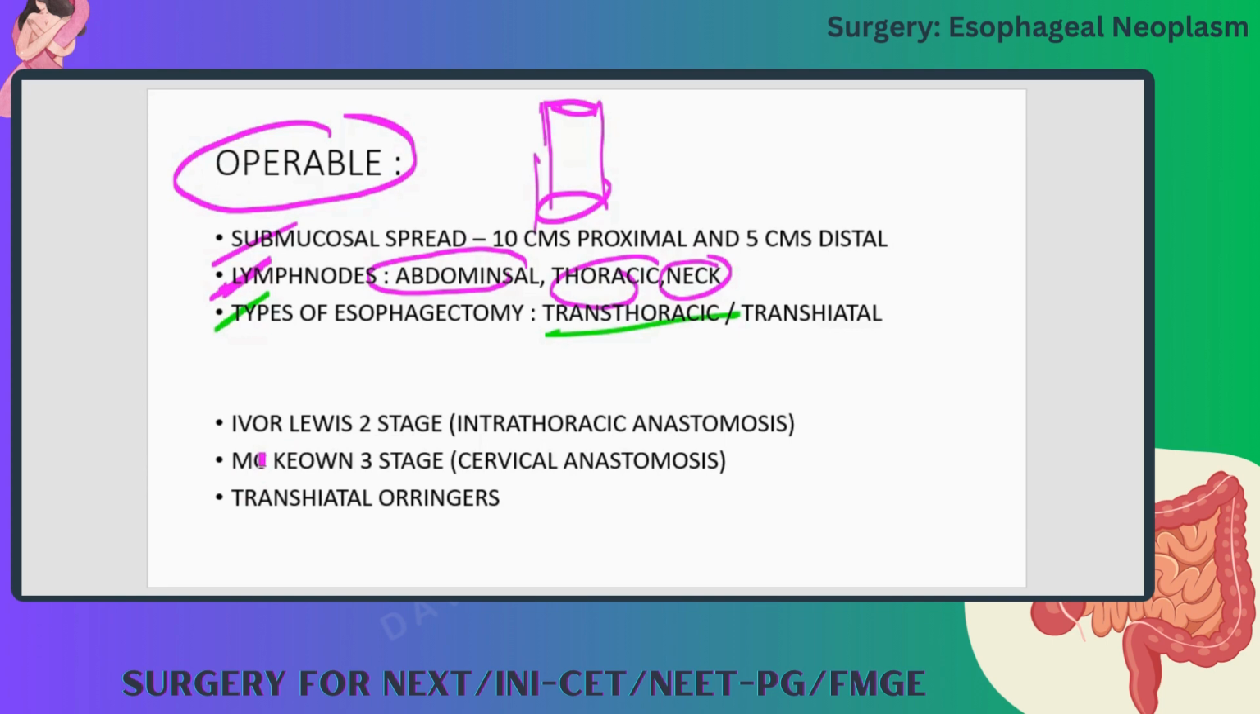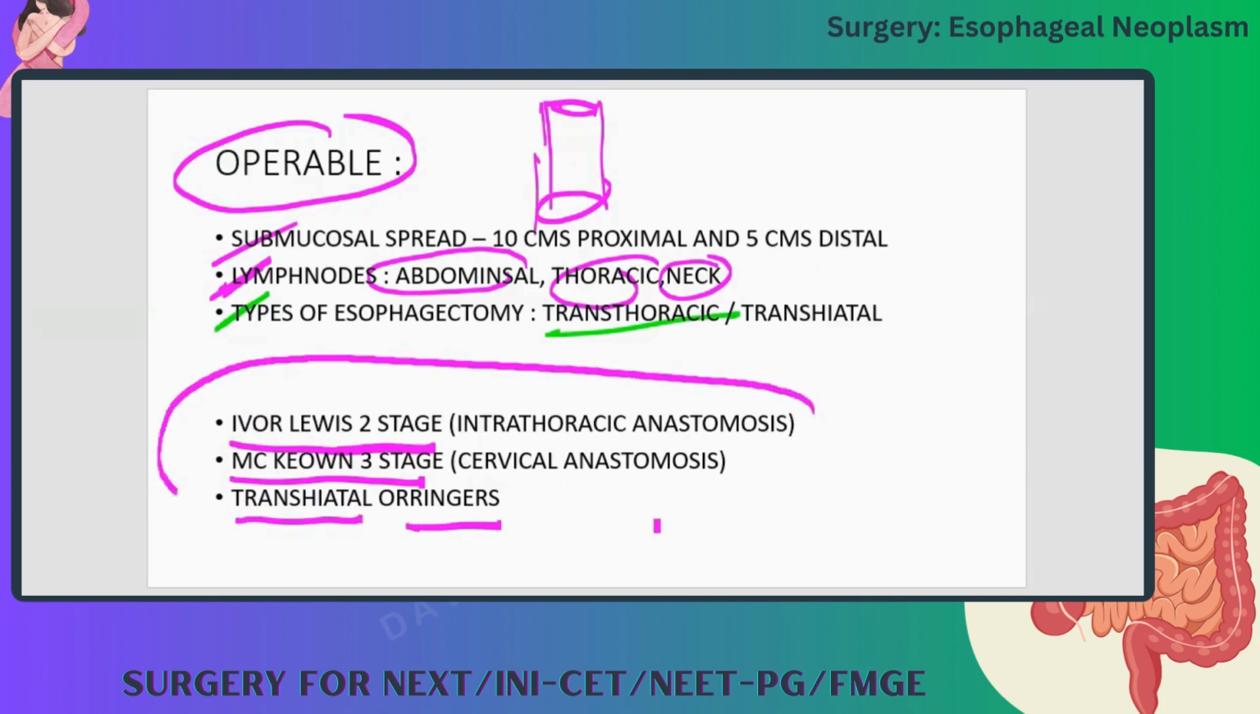No need to know these names, but for the record: the Ivor-Lewis is the 2-stage operation, McKeown is the 3-stage operation, and transhiatal is Orringer's operation. They are just names. But just remember, the esophagus is removed totally, with 2 approaches: transthoracic and transhiatal. And lymph nodes are removed from 3 stations: cervical, abdominal, and thoracic. Okay.